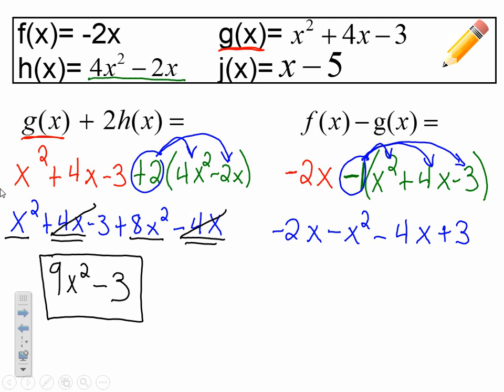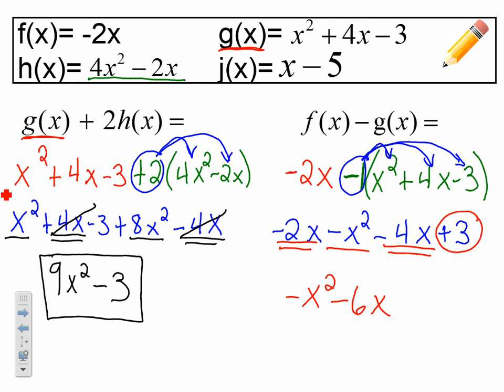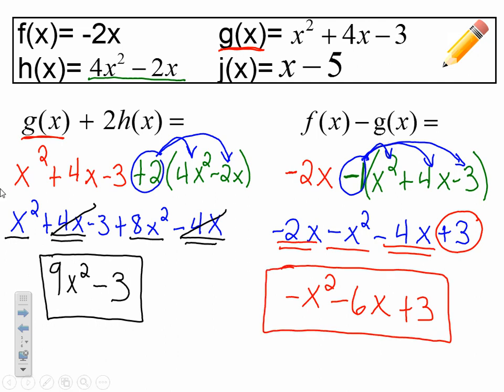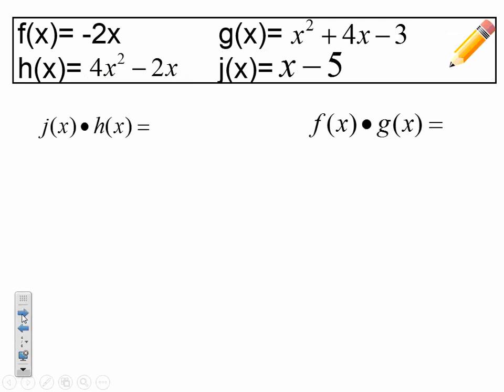Once we get to this point, we're going to combine our like terms. So our like terms here, we have negative x squared. We have a negative 2x and a negative 4x, so I have negative 6x. And then I have finally the plus 3 at the end. I have simplified this as much as possible, so this is going to be my answer. So this is how we're going to add and subtract functions. Okay? The next 2 examples are how we're going to multiply functions together. So we're going to do 2 examples of this.